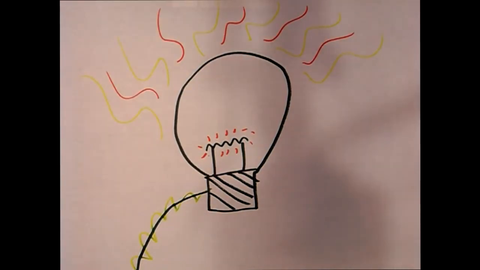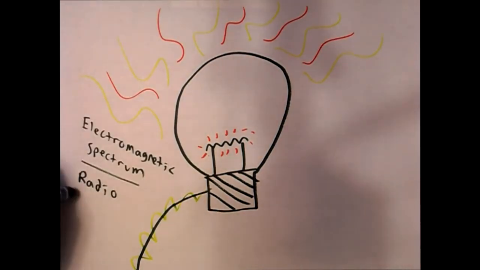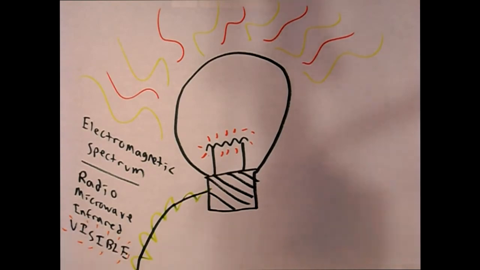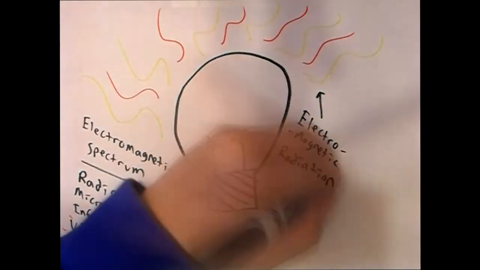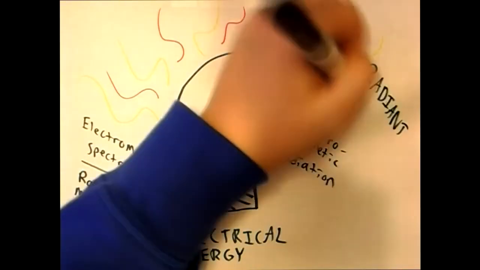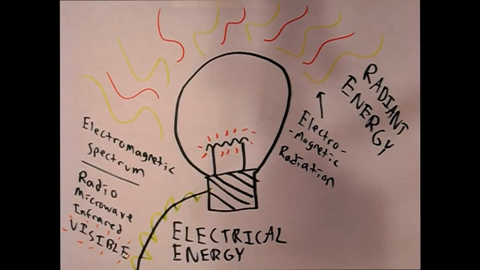You see, light is really just electromagnetic radiation, but there's many forms of it, including radio waves, microwaves, and infrared waves. Visible light is just the kind we can see, but radiant energy refers to all types of electromagnetic radiation. Here we've turned electrical energy into radiant energy.